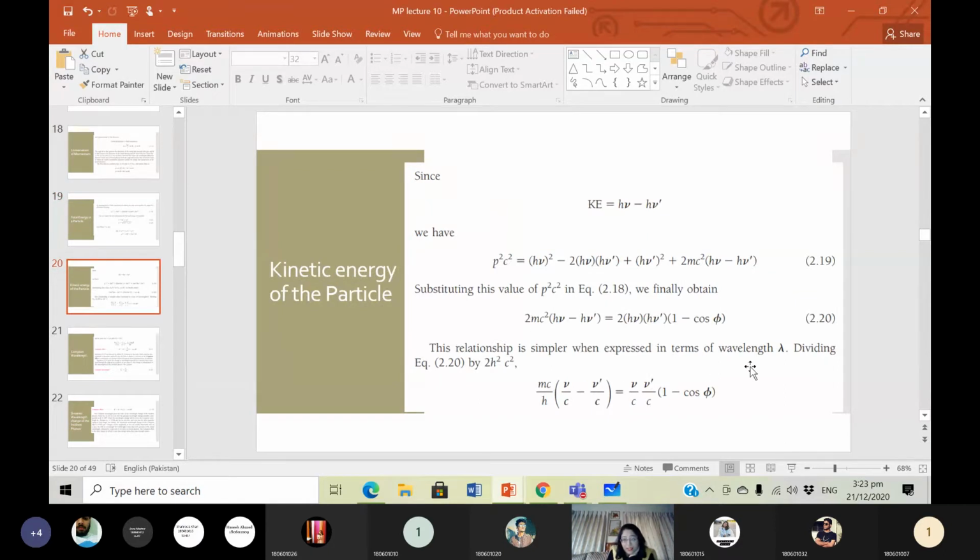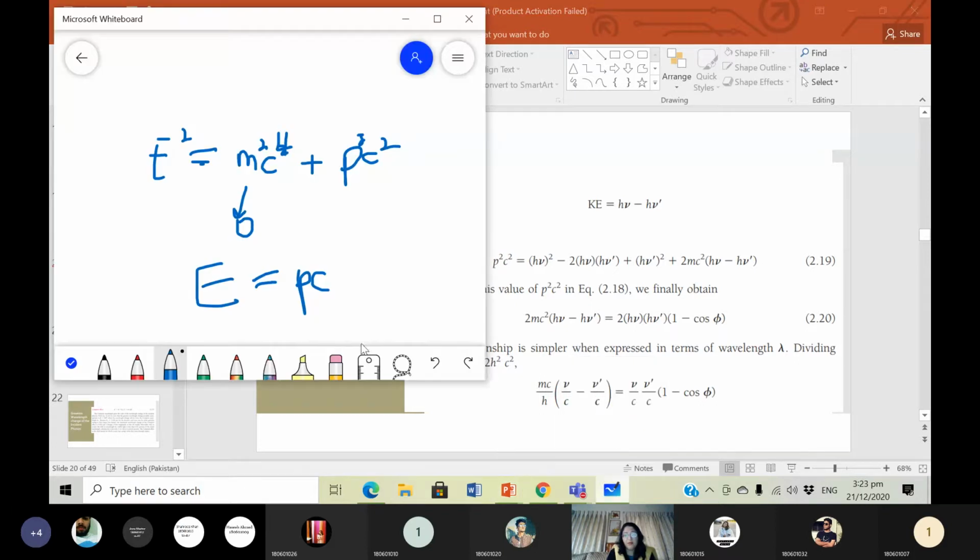Okay, the relation is simpler when expressed in terms of the wavelength lambda. Now we want to convert nu into lambda. So we will basically divide this equation by 2h squared c squared. We want to write this equation in terms of wavelength. We know that wavelength is equals to, what is wavelength in terms of frequency?